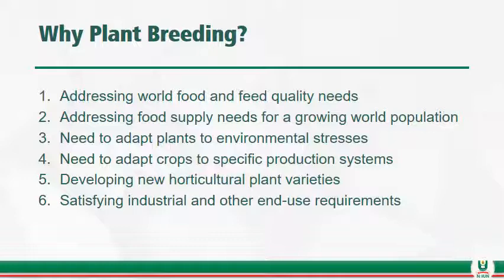And the sixth one is satisfying industrial and other end use requirements. Yes, this is important because right now industries are close to getting shut down because of unavailability of raw materials, and most of these raw materials are usually plant based. So what happens is that you do plant breeding and get enough raw materials for all these industries so that they can thrive. So that is why plant breeding is important.